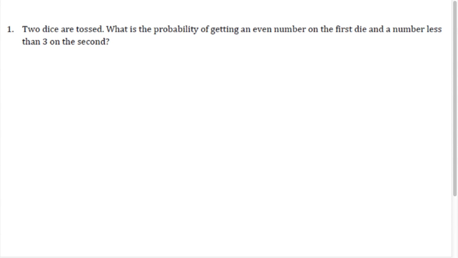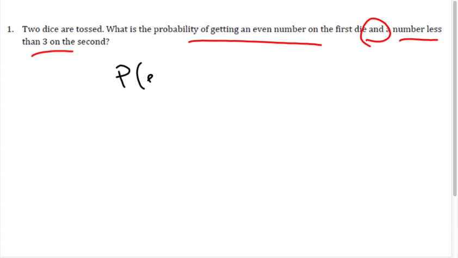So two dice are tossed. What is the probability of getting an even number on the first die and a number less than 3 on the second? So this tips me off. This has happened, getting an even number, and that has to happen, a number less than 3. So you're going to multiply these two probabilities: the probability of getting even times the probability of getting less than 3.